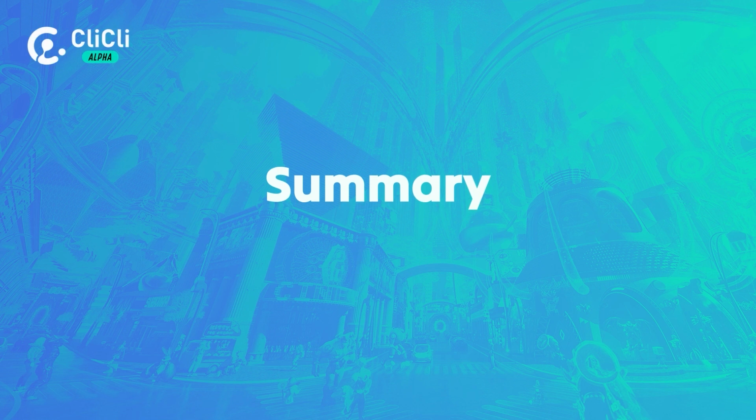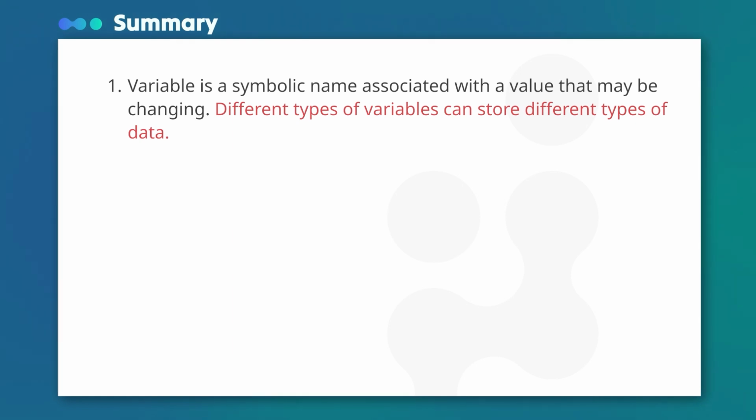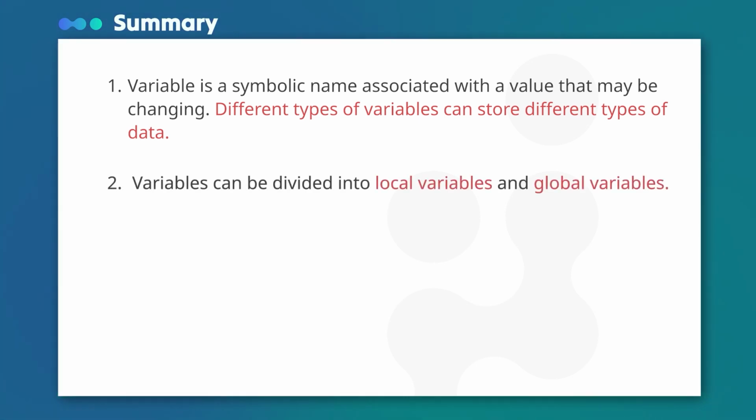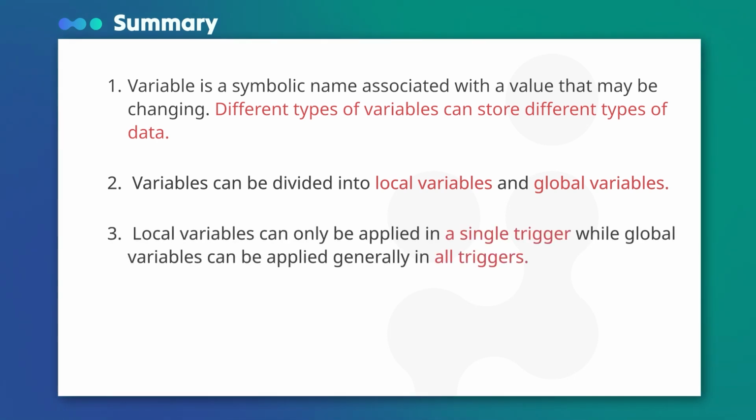Now, it's time to review what we learned today. Variable is a symbolic name associated with a value that may be changing. Different types of variables can store different types of data. Variables can be divided into local variables and global variables. Local variables can only be applied in a single trigger, while global variables can be applied generally in all triggers.